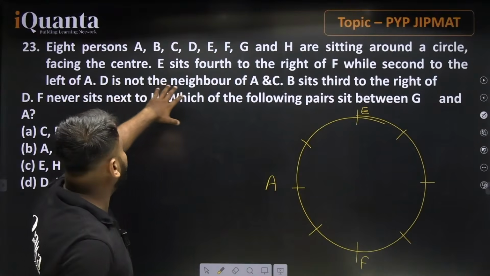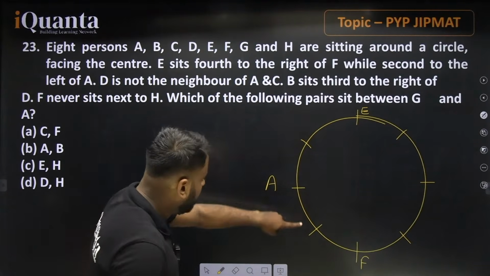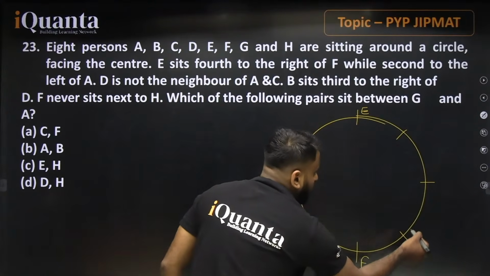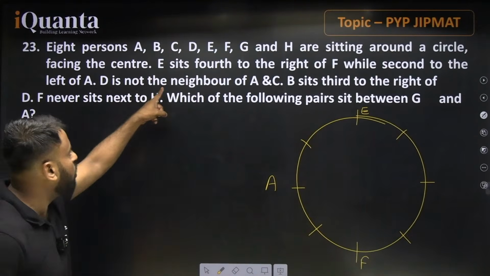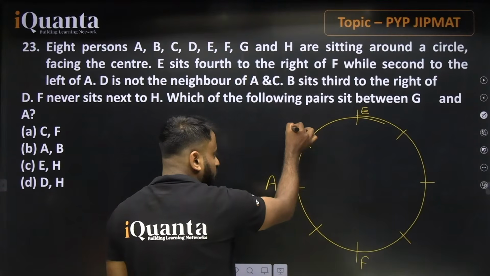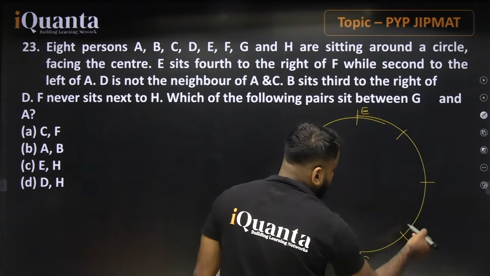Further, D is not the neighbor of A and C. Okay. So D will not come over here or here. Correct? So either D will come up over here or here or here. We have 3 places for D. Why? Because the statement says D is not the neighbor of A and C. So D will not come on this place as well and for this place as well. So we have 3 places for D.